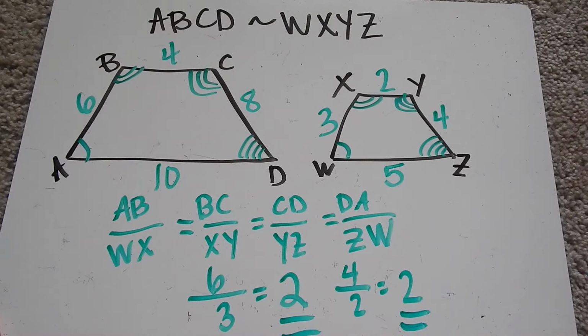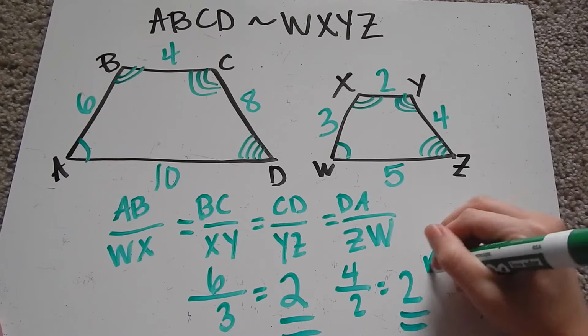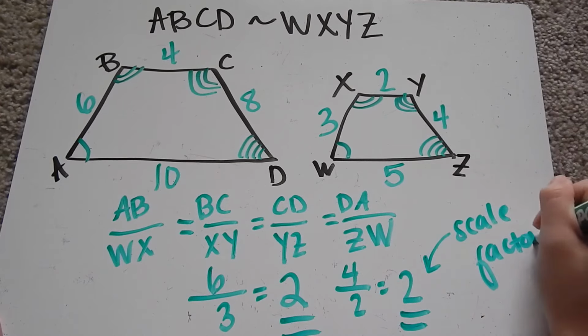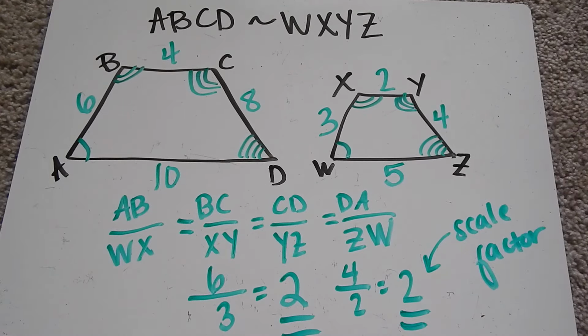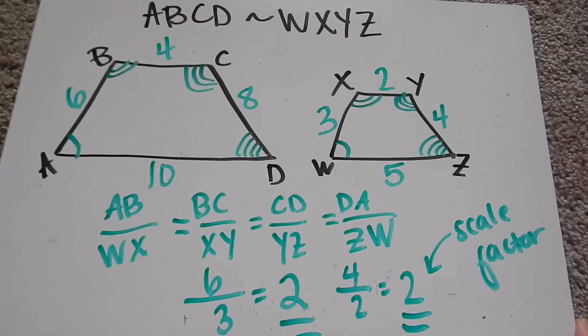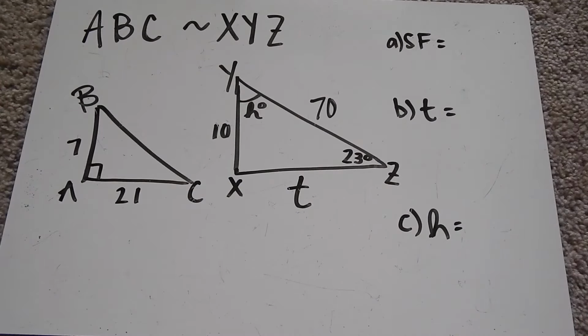And I could do that with every side. It would be the same thing. This number is called the scale factor. So the actual ratio is called the scale factor. So here we have a scale factor of 2. So when we're going from the smaller quadrilateral to the bigger one, we're multiplying each side by 2 to get the other side. So let's start with an example.